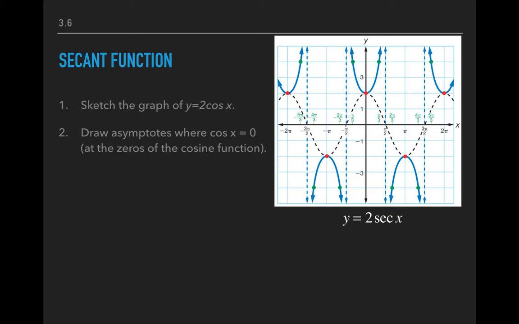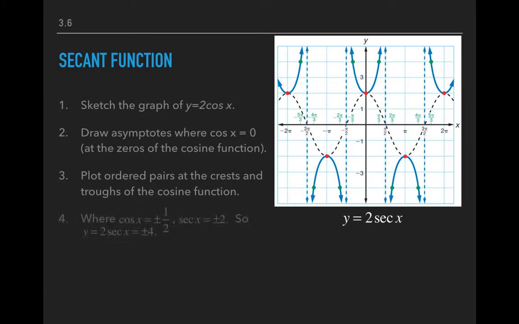Next, we draw the asymptotes where cosine of x equals 0. We're drawing those asymptotes through the zeros of your cosine function. Do you see those blue dotted lines? They're going through the cosine function where it crosses the x-axis. Then, again, like the cosecant, we plot those red dots at the crest and the troughs of the cosine function.